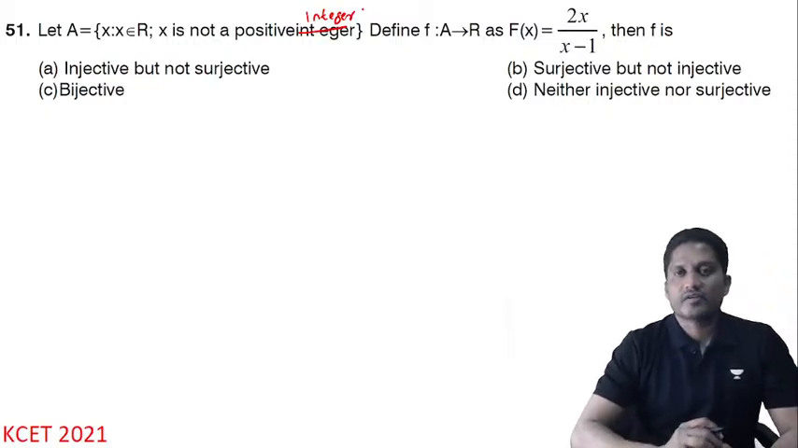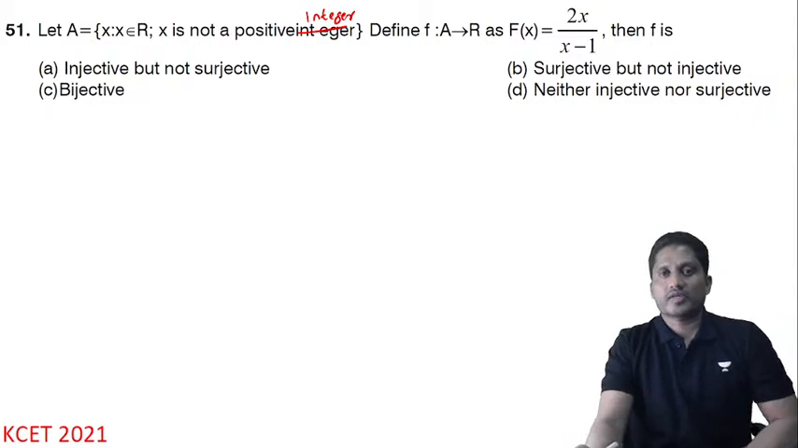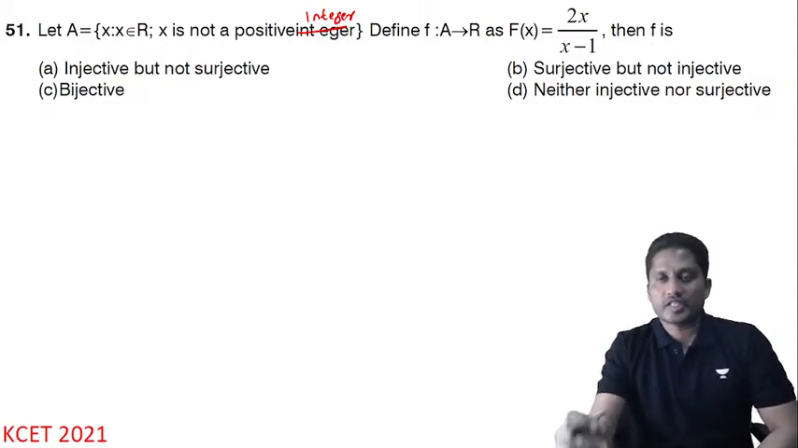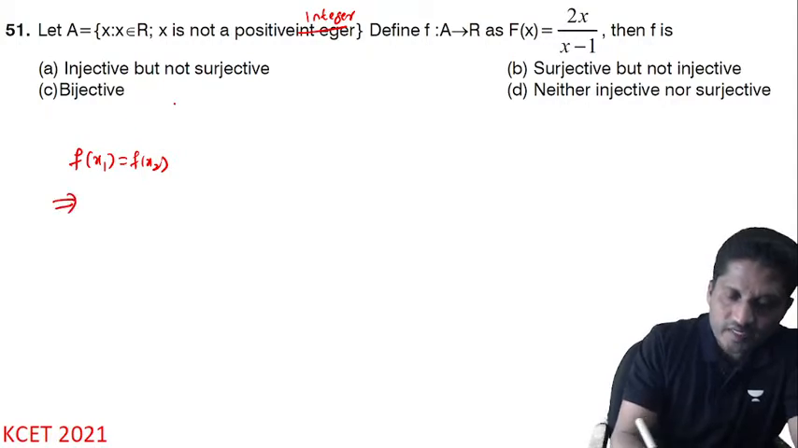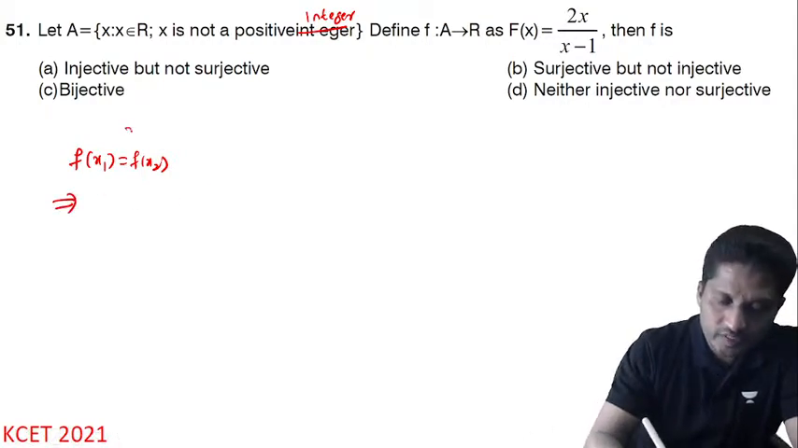Okay, define f from A to R, f of x is equal to 2x upon x minus 1. You should check one-to-one and onto. For one-to-one, f of x1 is equal to f of x2, which implies that, taking x1, x2 belonging to the domain capital A.